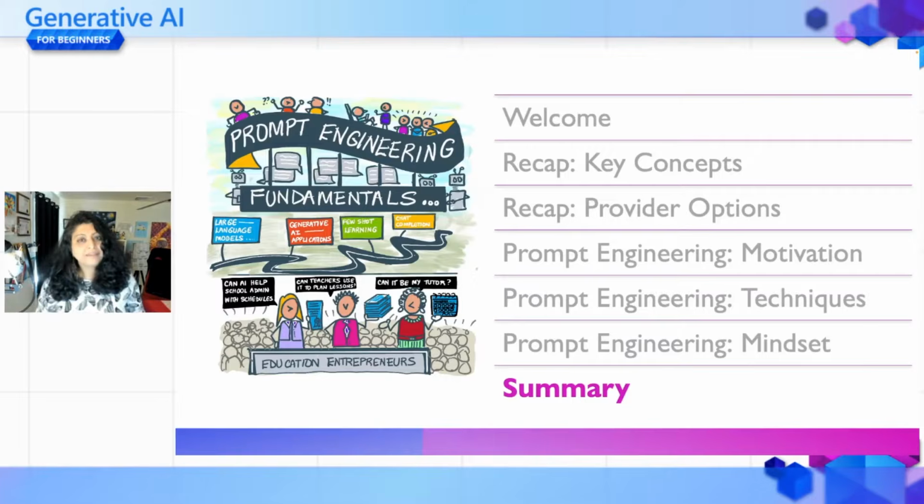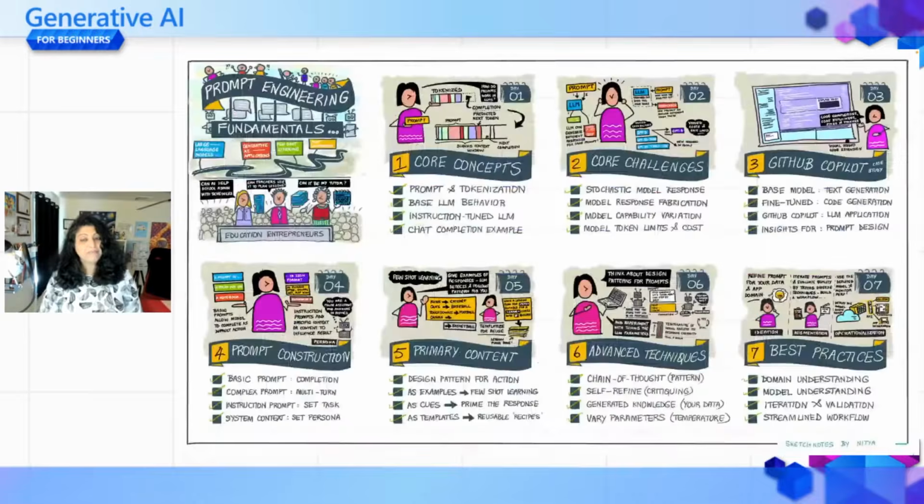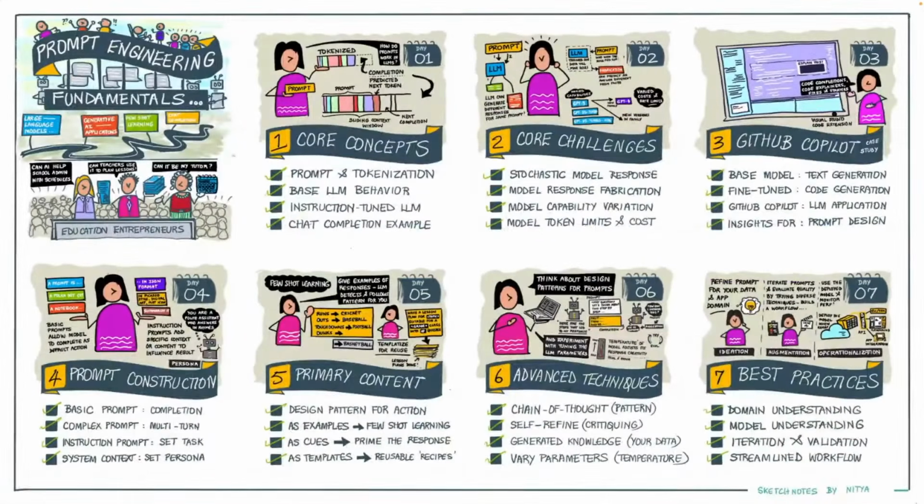And with that, we come to the end of lesson 4. So to recap, we learned core concepts. We understood the challenges of generative AI today in terms of prompt usage. We figured out the different techniques for prompt engineering. And we looked at ways in which you can build your intuition by using templates and examples from other providers.